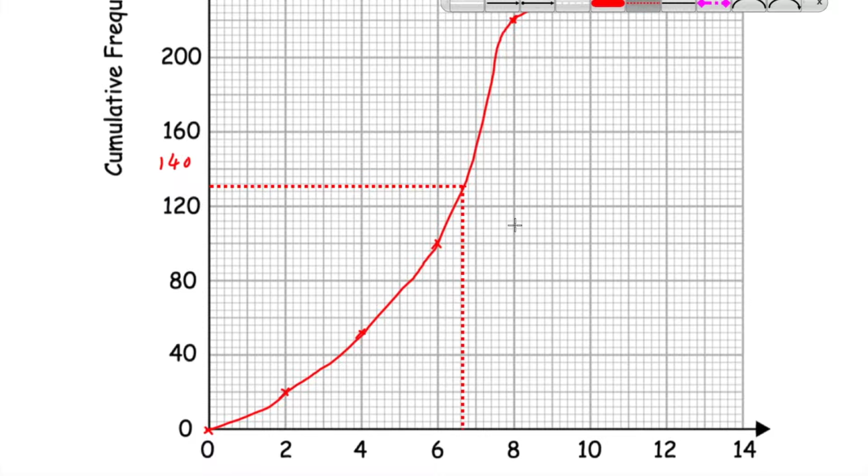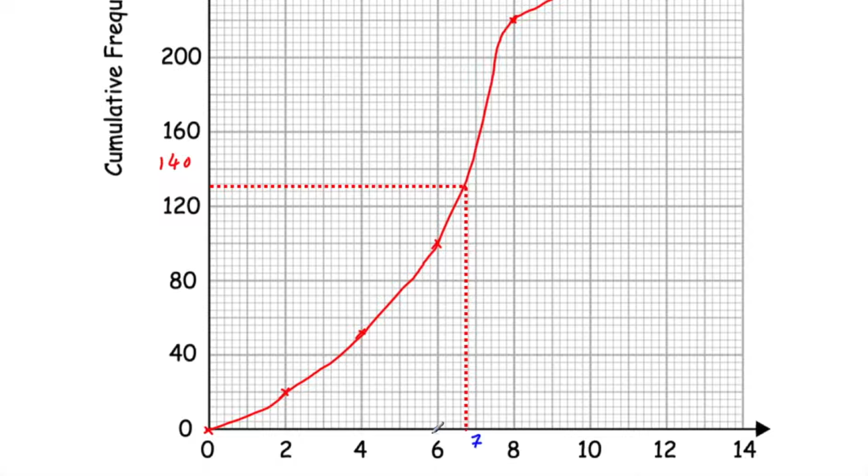Now obviously this will vary a lot depending on everyone's curves as you've done this question. If I was to do this one like I've just done, what would I get? So let's just make sure we've got that in the right place. I actually think it's there. Okay, so let's see if we were to do it using this curve, what would we get? So 130 across and down, I've got it to be here.